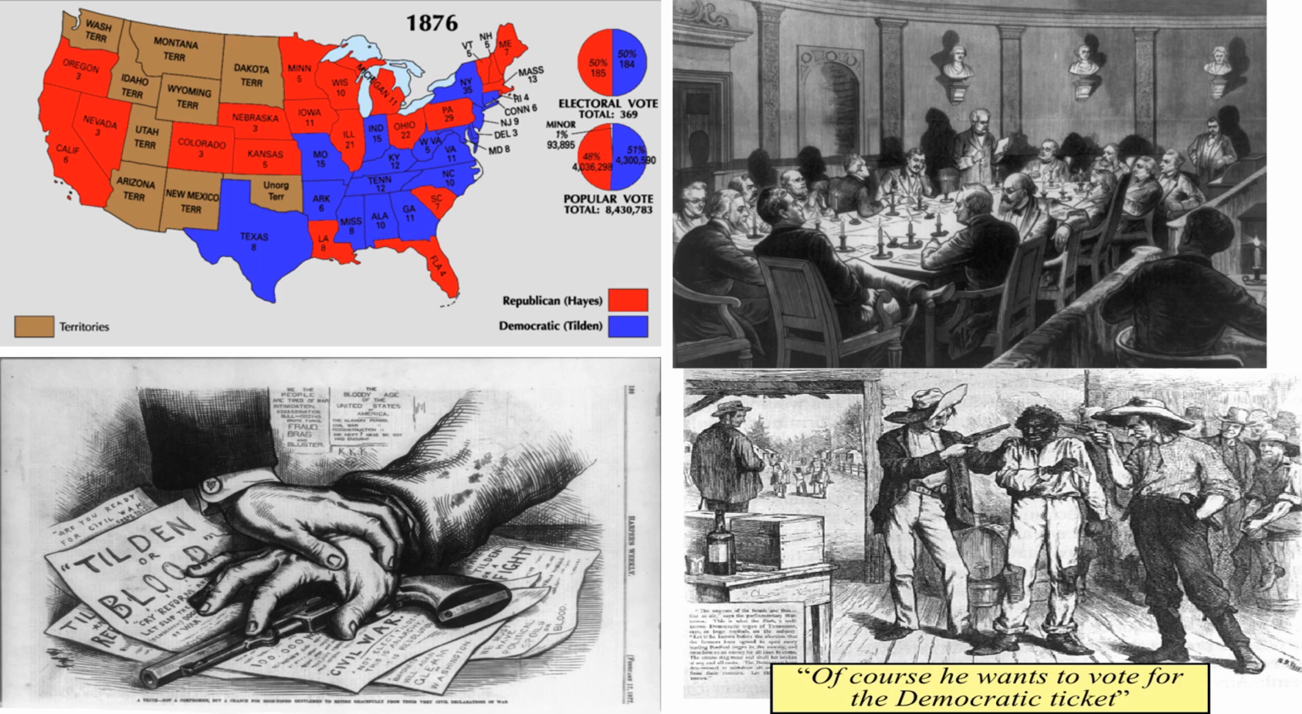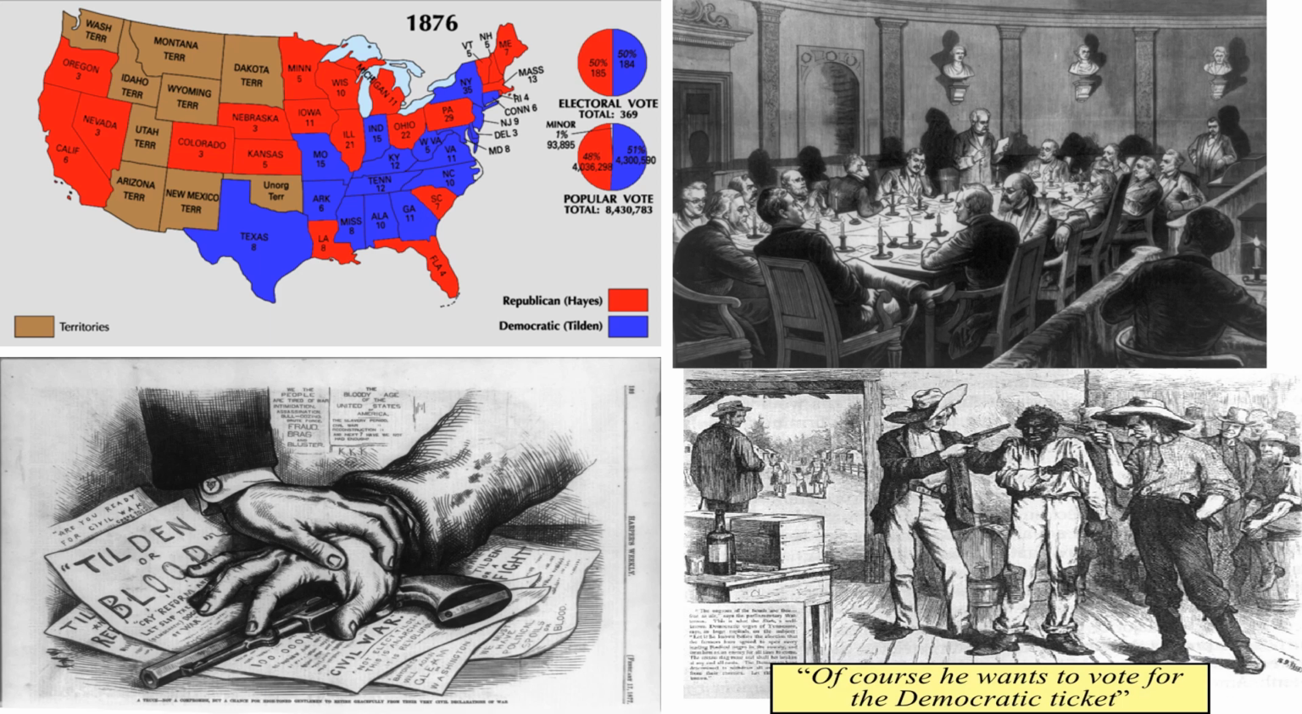Reconstruction came to an end in 1877 with the Tilden Compromise. During the 1876 presidential election, the Republican nominee, Rutherford B. Hayes, was in danger of losing the election to Samuel J. Tilden of the Democrats. During the election, there had been widespread reports of voter intimidation of blacks and white Republicans.